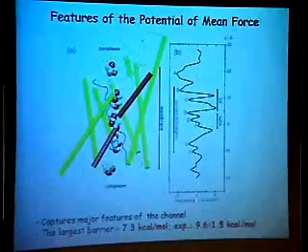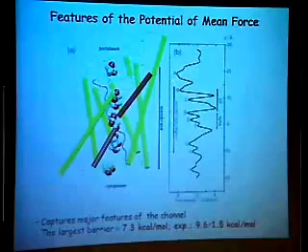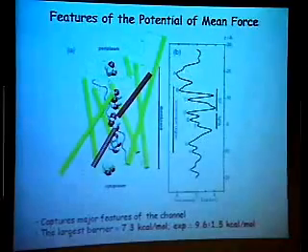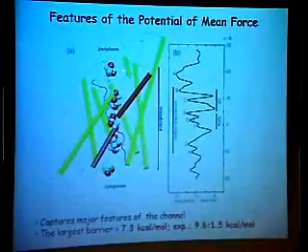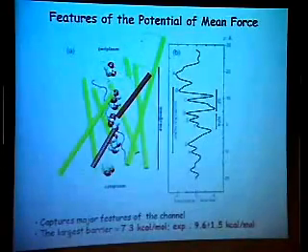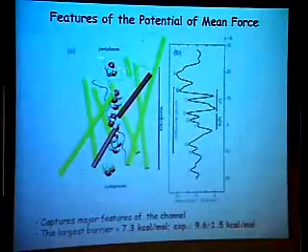So that's very interesting. Then, of course, you expect the minima that you calculate or observe in your potential of mean force to correspond to positions of glycerols which are observed in crystal structures. So this is one of them here, A.